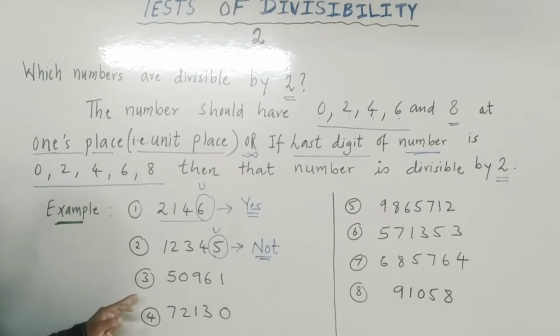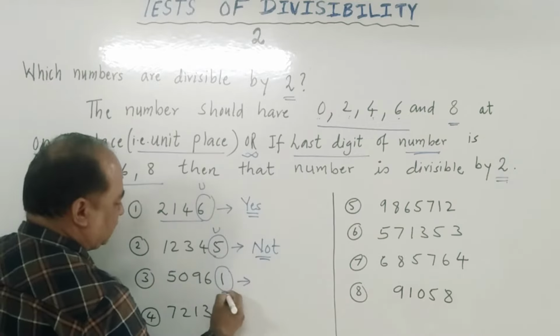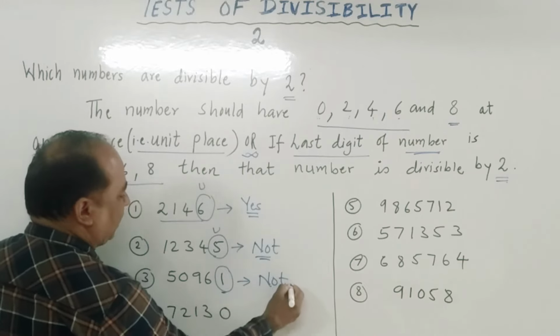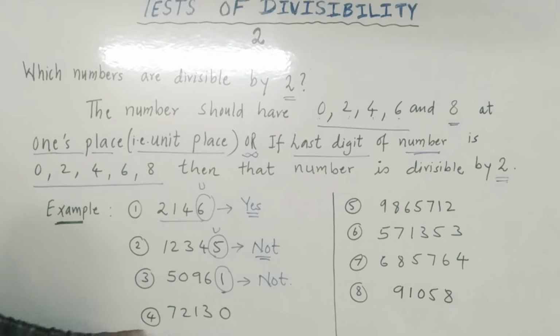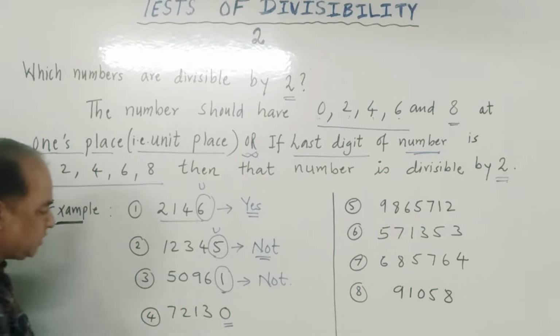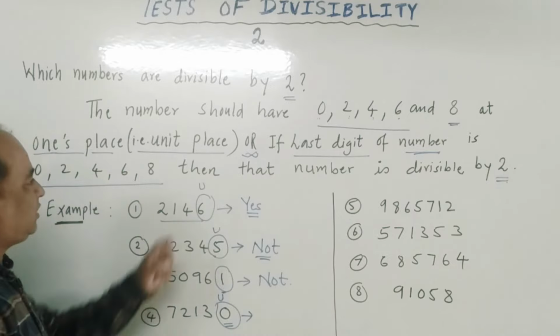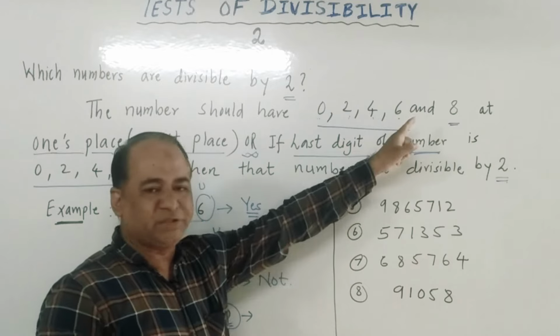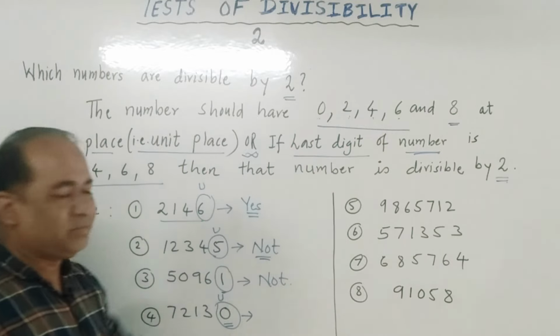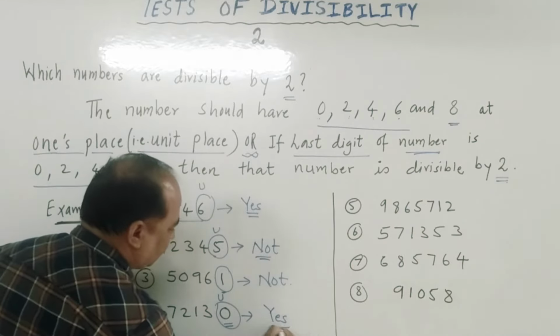Then the third example, 50961. Again here the last digit at the unit place is 1, so this is also not divisible by 2. Now let us see the fourth example, 72,130. The last digit of this number is 0, and when any of the digits 0, 2, 4, 6 is at the unit place, then that number is divisible by 2. So here 0 is there, so it is divisible by 2.